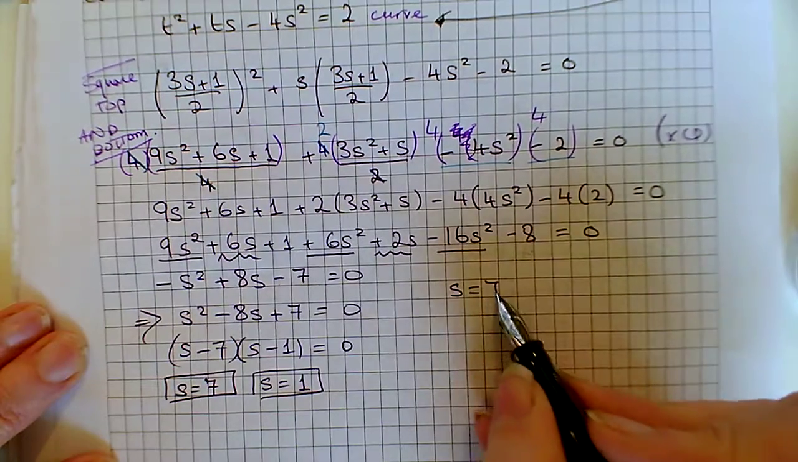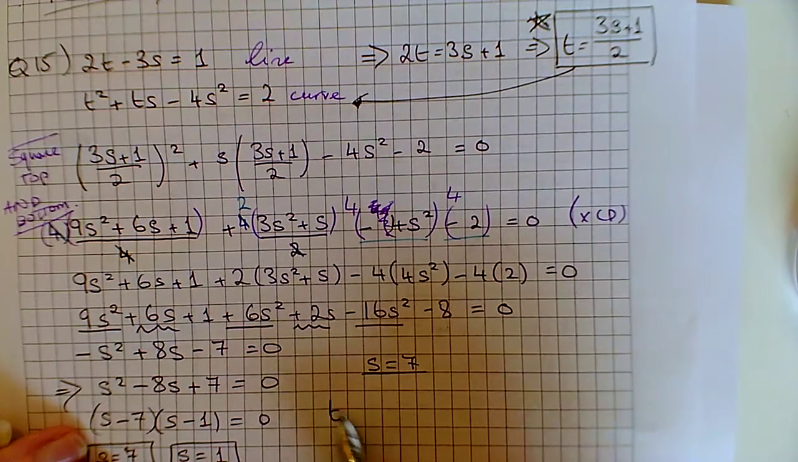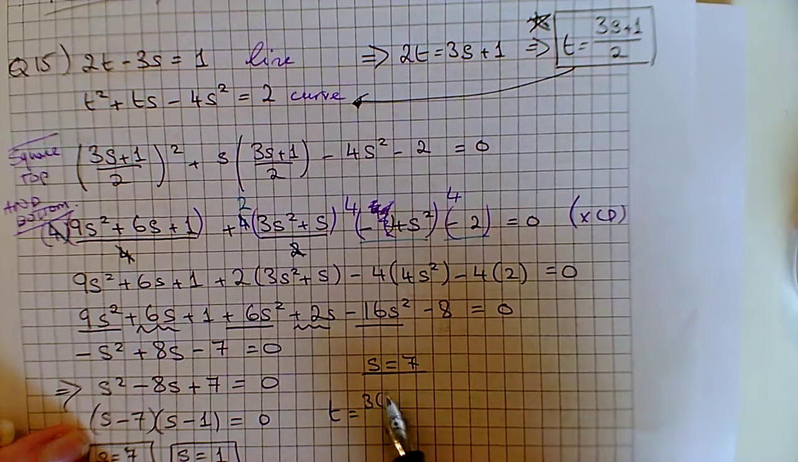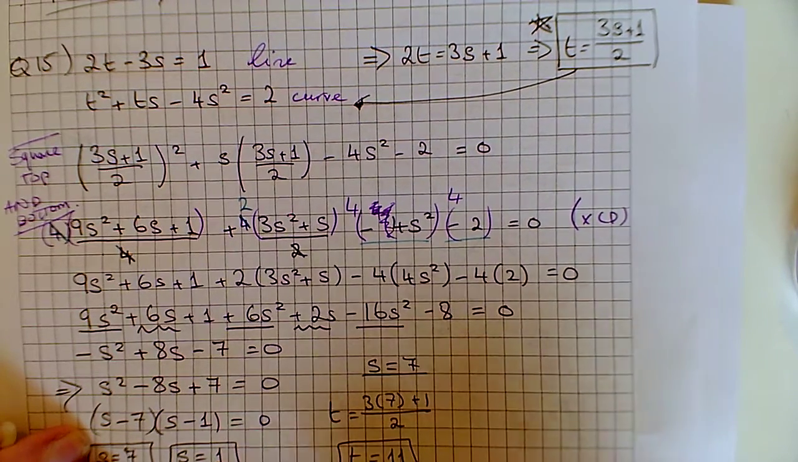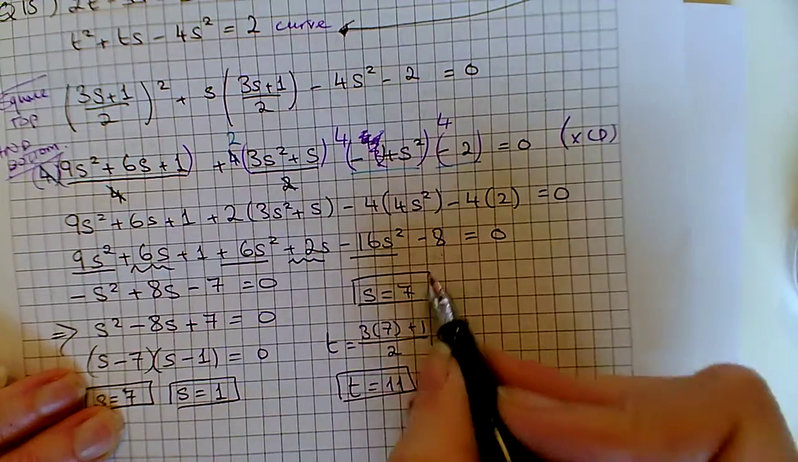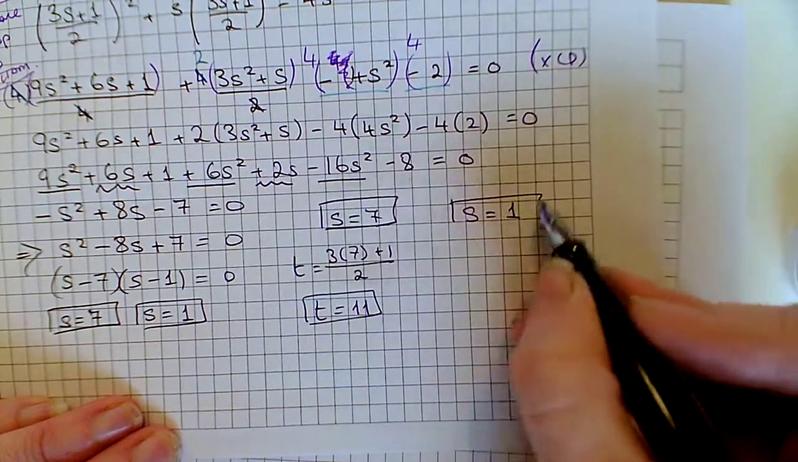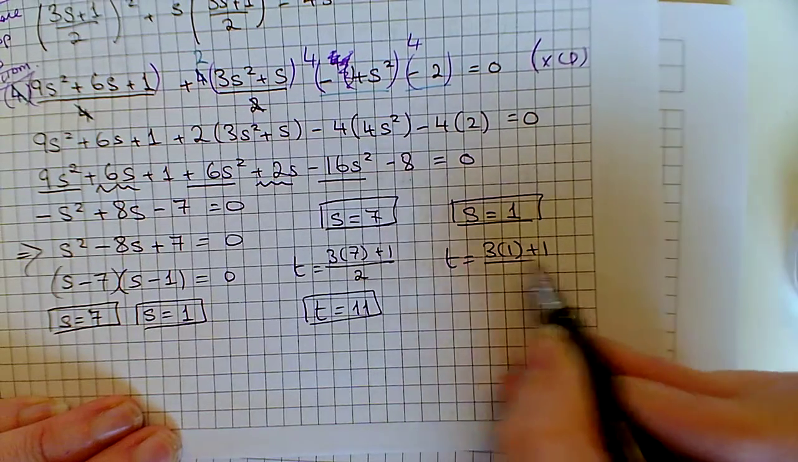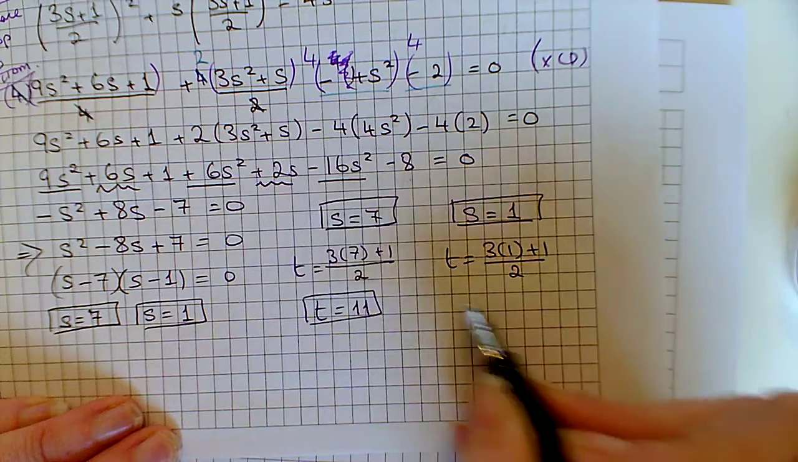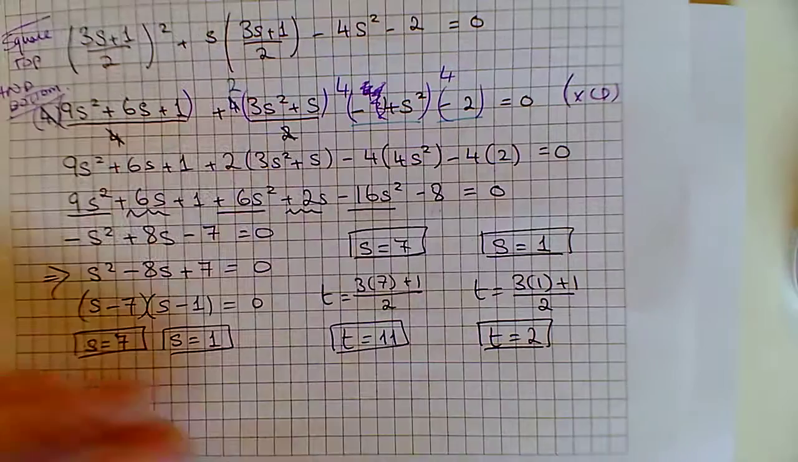So when s is equal to 7, back to my star equation all the way up there, t is equal to (3 by 7 plus 1) over 2, which is 22 over 2, so t is equal to 11. That's my first matching pair. When s is equal to 1, t is equal to (3 by 1 plus 1) over 2, which is 4 over 2, which is 2. And those are my answers.